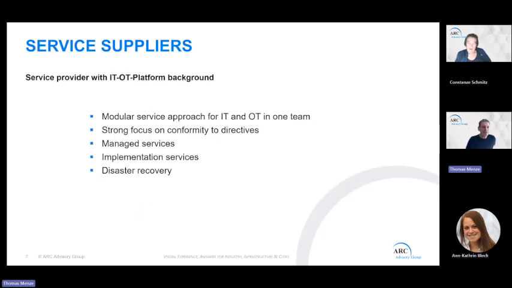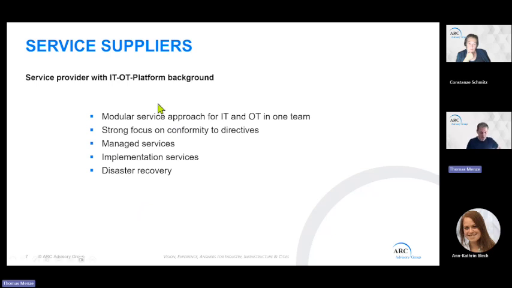So going any further, again, looking a little bit more at the services offered by these different service suppliers. And again, we have here first the companies with the IT/OT platform background. So they normally have a really good overview regarding IT and OT interfacing and digital transformation, so they can handle that. As I said before, they offer modular platforms to adapt the service platform exactly to the needs of the operator. Most of these services run as a subscription model.